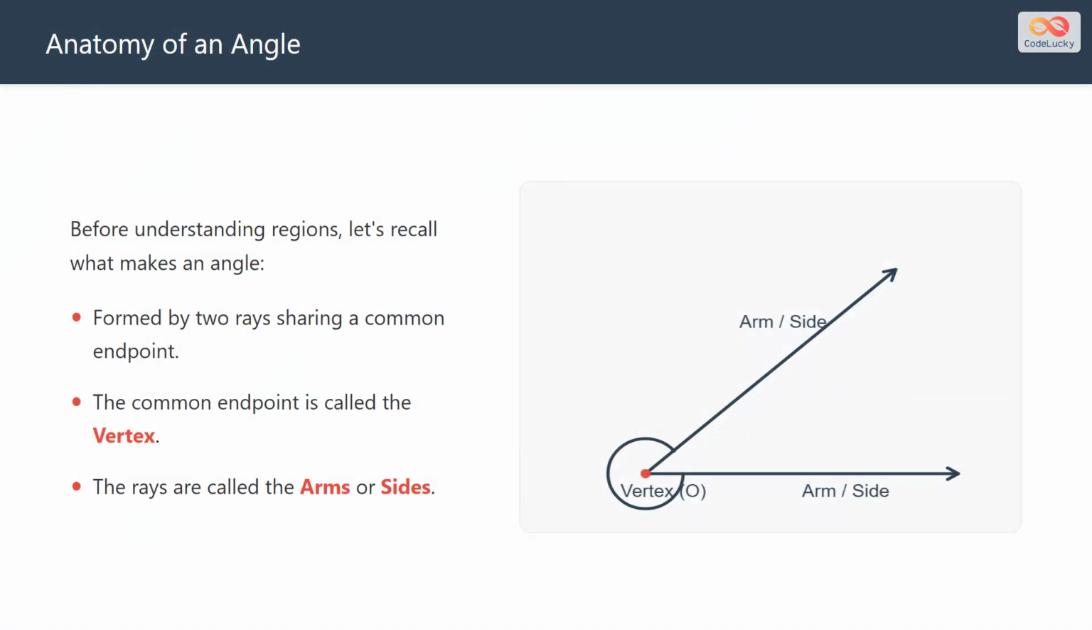Before we dive into the regions, let's quickly review the parts of an angle. An angle is formed by two rays that share a common endpoint. This common endpoint is called the vertex, often labeled with a letter like O. The rays themselves are called the arms or sides of the angle.